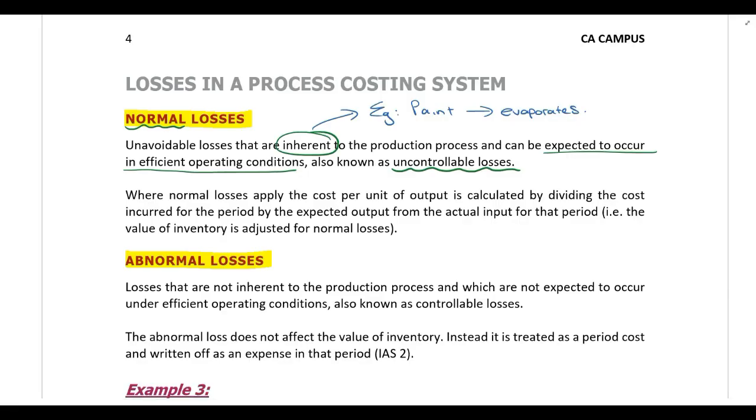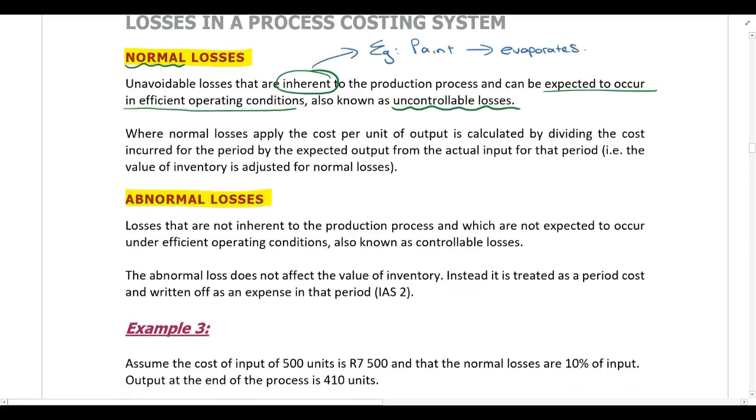On the other hand, guys, abnormal losses are not inherent to the production process. They are not expected to occur under efficient operating conditions. So these are controllable or avoidable because it should not have happened. By training people and by making sure production processes run the way they're supposed to work, we can then avoid abnormal losses. So for example, with our paint example, this is now someone knocks over a tin of paint.